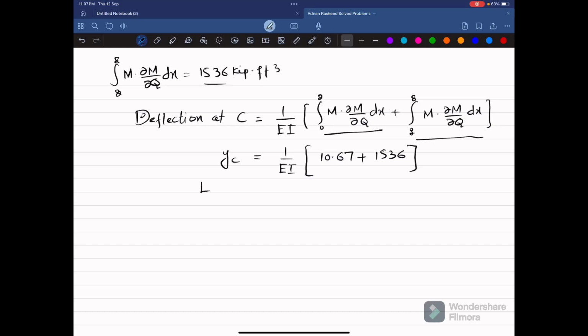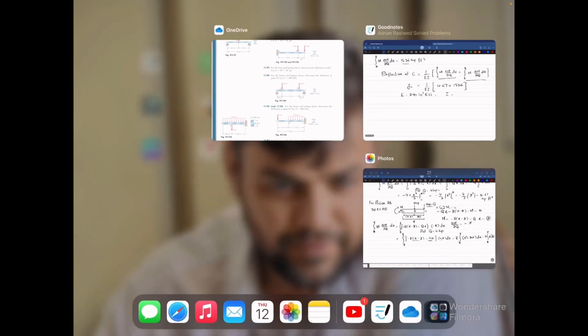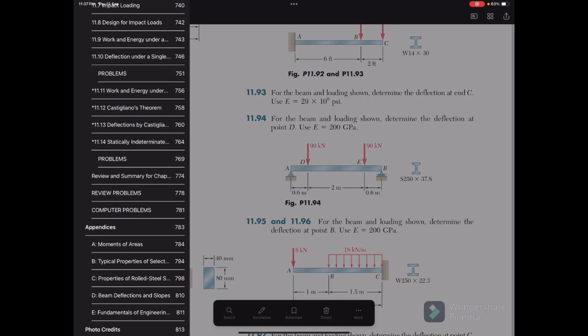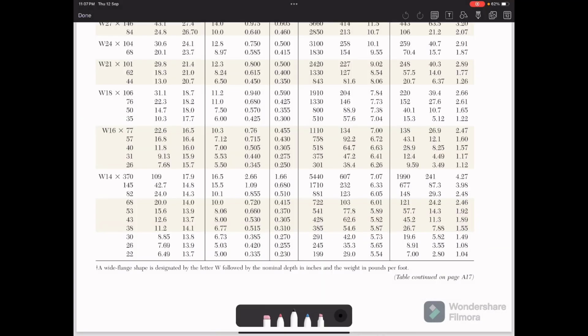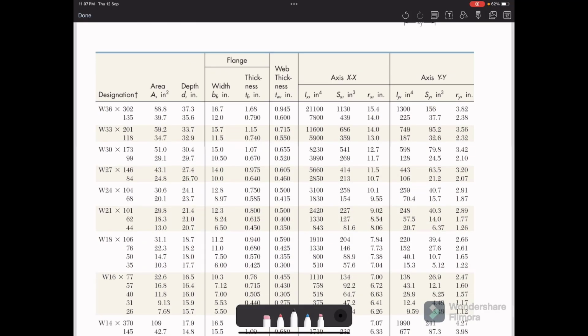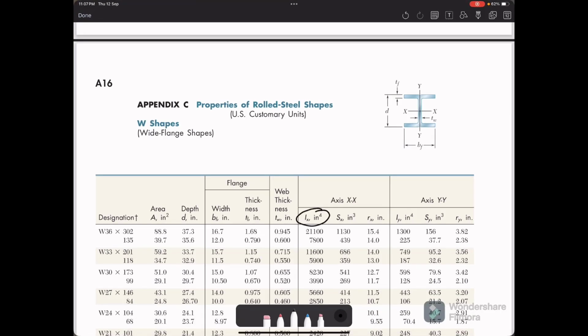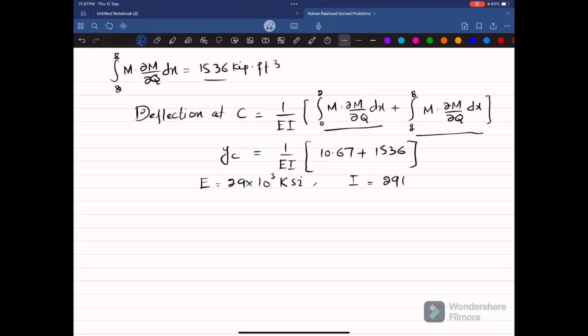So we have E given as 29 into 10 raised to power 3 ksi. So we do not have I. So what we will do is go to the property table of rolled steel, and here you can see that you have to search for W 14 by 30, that is given. Here you can see I is 291 inch power 4. So I will write the value, 291 inch power 4.